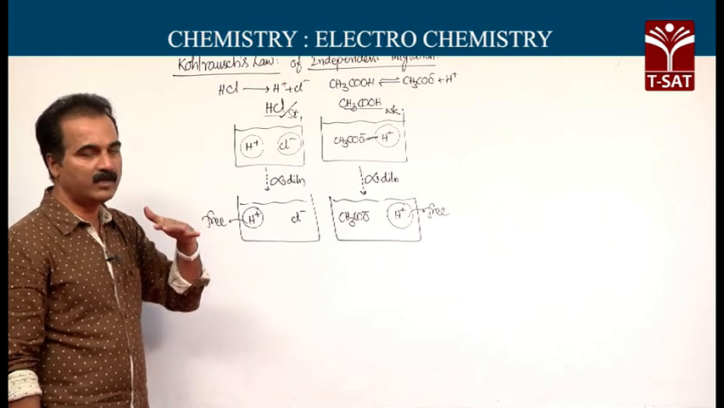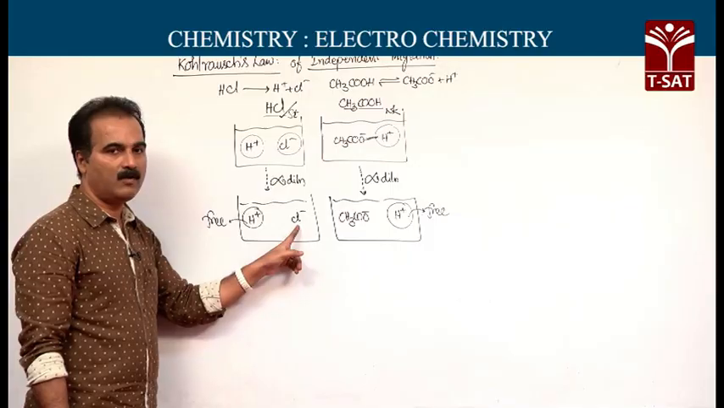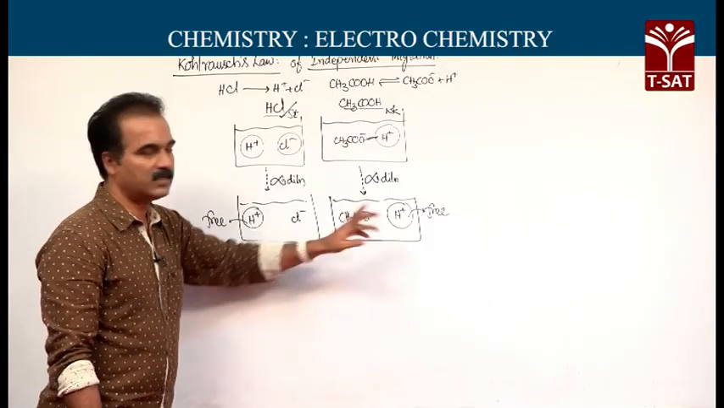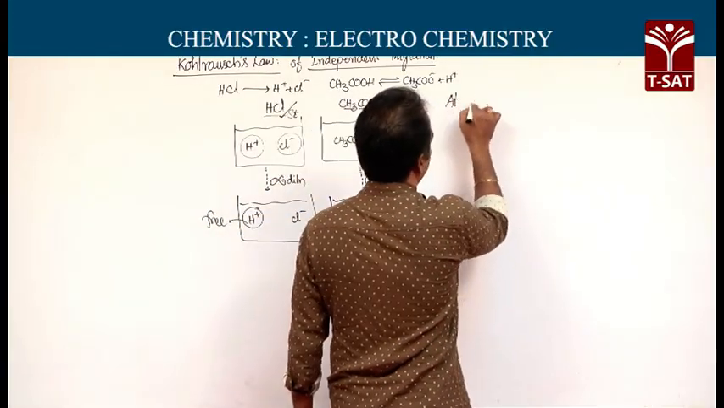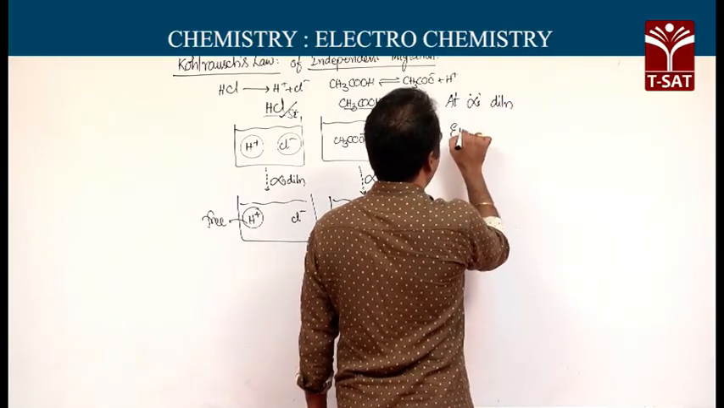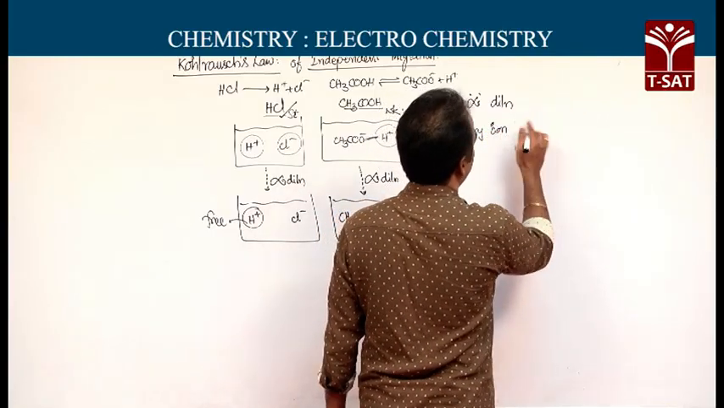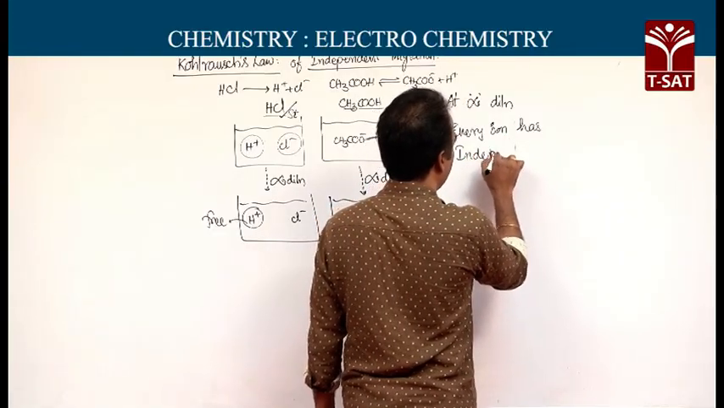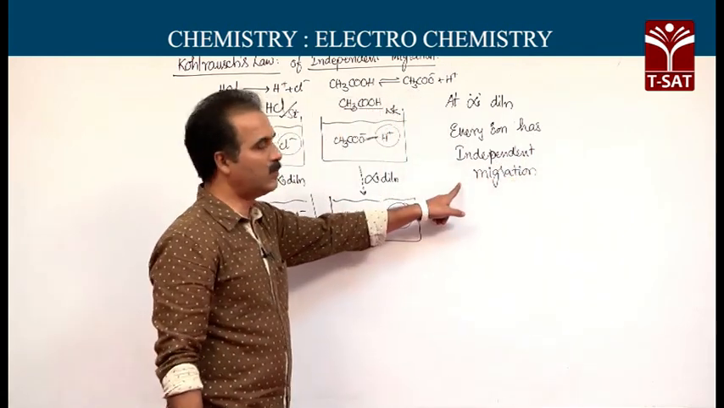So, at infinite dilution every ion migrates independently, independent of the counter ion. The counter ion does not have any influence. So, this is what Kohlrausch's law says. At infinite dilution, every ion has independent migration. That is the meaning of independent migration, irrespective of the counter ion; that is Kohlrausch's law.